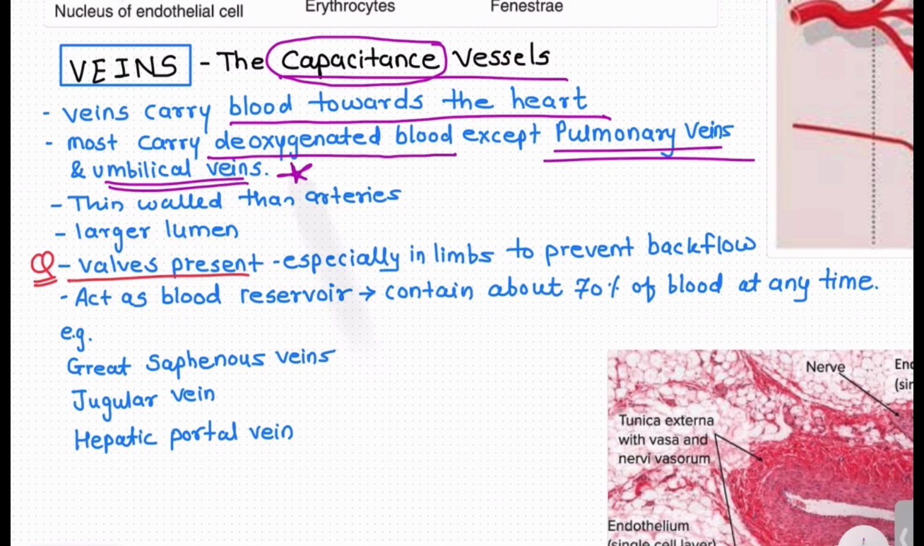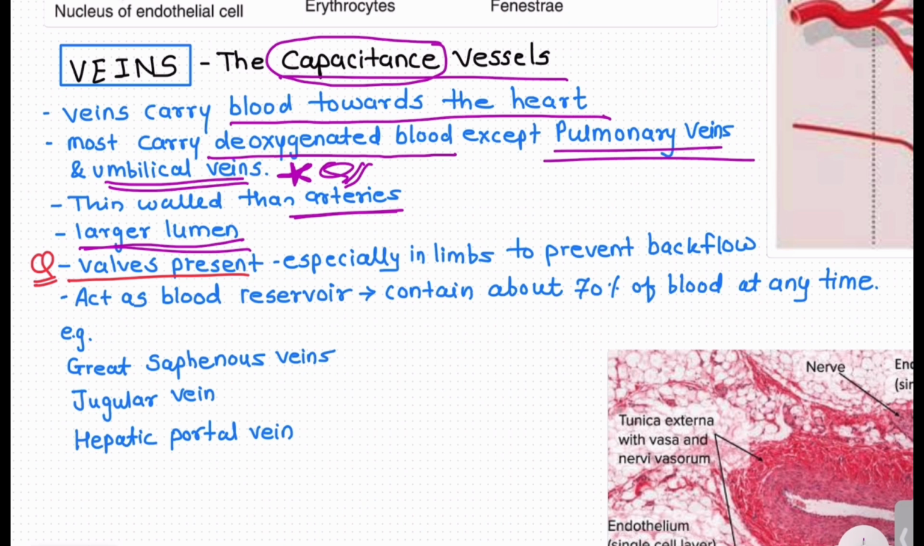Remember these things. People often get confused that veins carry deoxygenated blood, but the exception is the pulmonary vein and umbilical vein, which carry oxygenated blood. Irrespective of being called veins, they carry oxygenated blood. They are thinner walled than arteries. The basic difference between vein and artery is that veins have a larger lumen and thin wall.